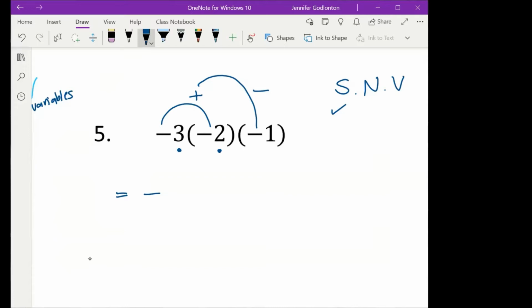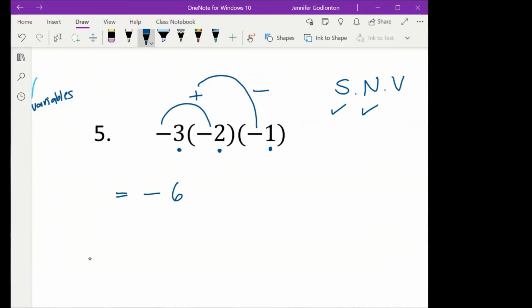There we go. I got a bit worried there for a second. Good. It's definitely 6. 3 times 2 is 6. And 6 times 1 is 6, which means our final answer here is going to be negative 6. And that was dealing with our numbers.